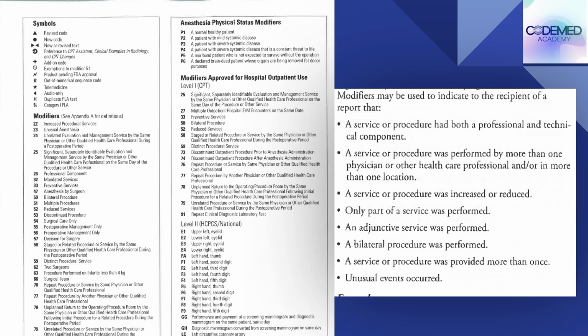The front cover of the CPT Professional Edition talks about the various symbols. They are part of this particular code book, and then they have mentioned all the modifiers here. And of course, these are the level 1 modifiers. So here there is a mention of the words level 1 CPT modifier. And then we have the level 2 modifiers, which are called HCPCS modifiers. These modifiers are mentioned on the front page of the CPT.